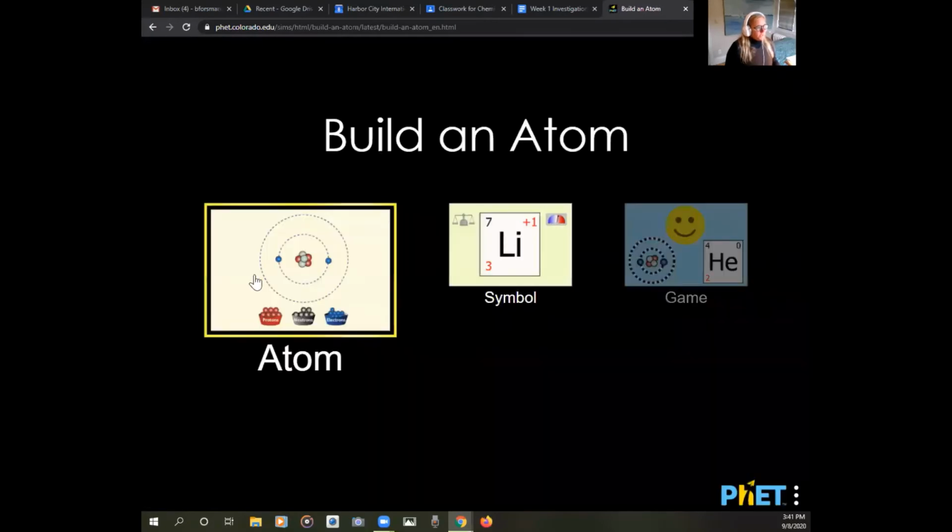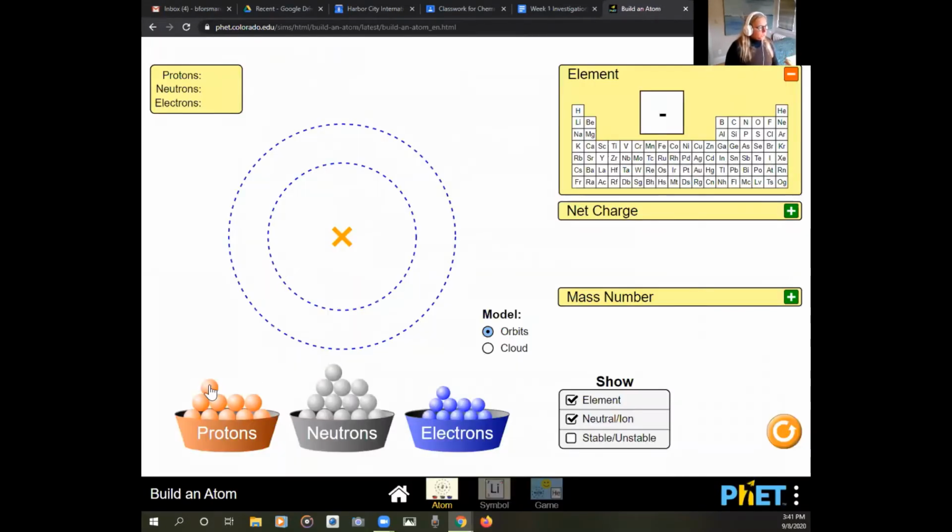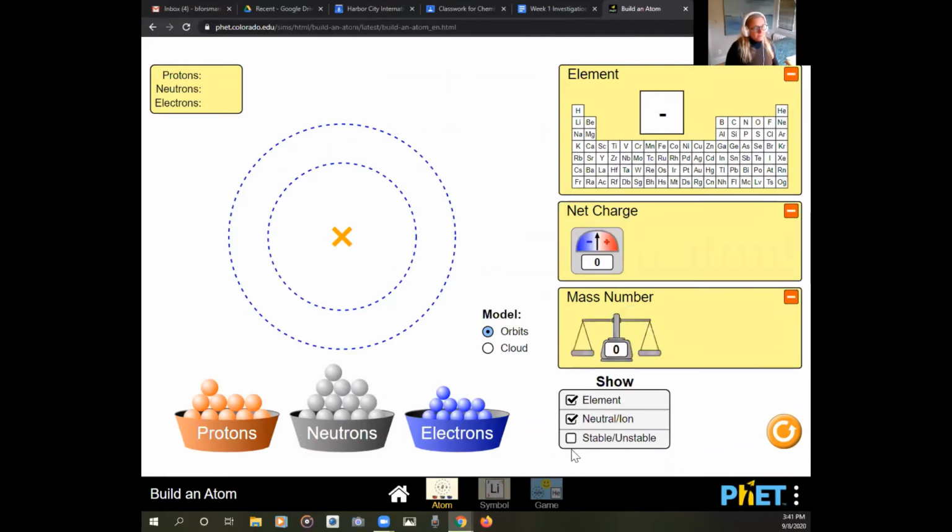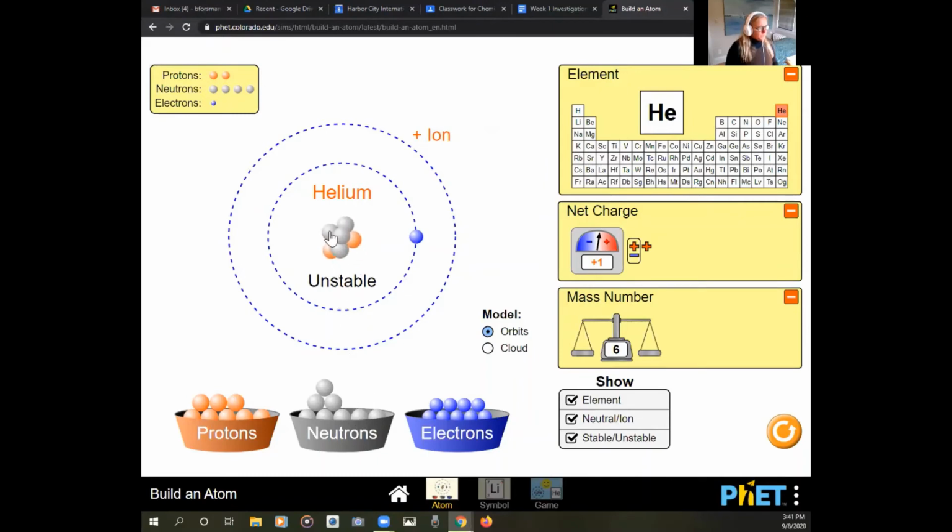You go here, we end up with this Build an Atom, we click here. What I'd like you to do is click this net charge and the mass number and then this stable, unstable. Those are all important things. And then you get to put some protons in and some neutrons and some electrons and see what happens. What happens to the element, the net charge and the mass number? What matters? And then you go, oh, I didn't want to go in there. And oh, look, it's unstable. Why is it unstable? That's weird. It's not getting any more stable. Anyway, this is what's going to help you answer those questions.